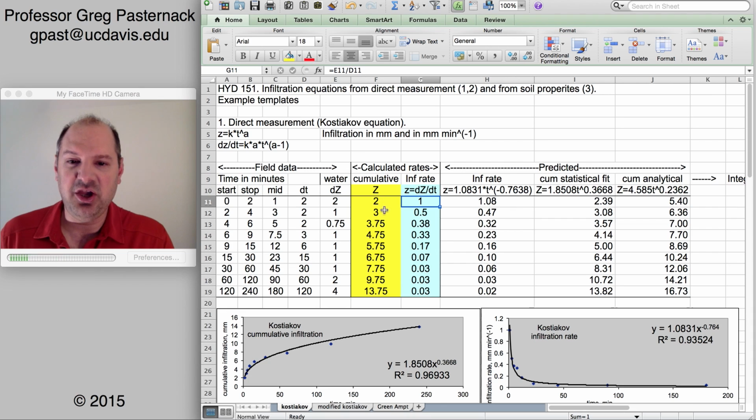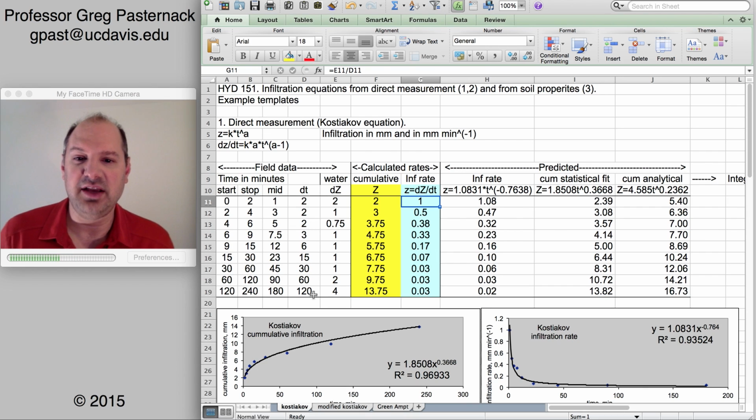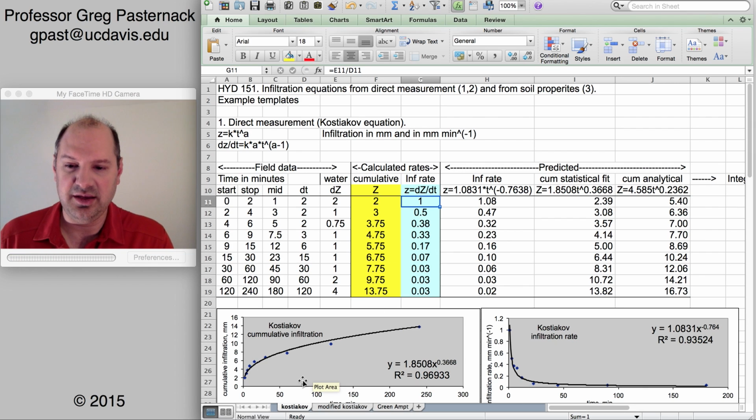So we could just be accumulating the data, and you can see here the time intervals increase because the rate of infiltration is getting very slow, and then this shows how much water is accumulating, and so we can calculate the cumulative infiltration and the infiltration rate. The two graphs down here plot that.